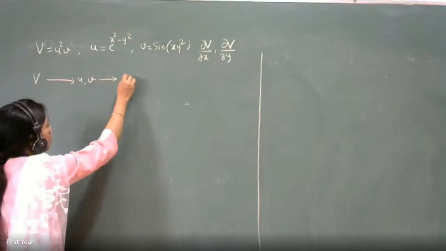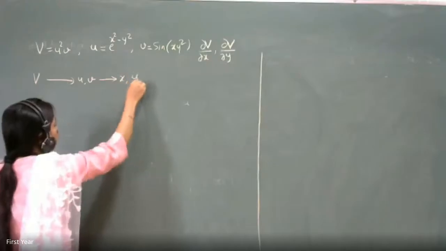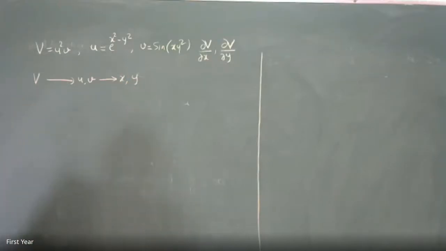U depends on which variable? X and y. That's right, X and y. So this is the chain. Such type of questions will be there for 1 mark. Solving the entire question is not going to be very important in your final exams, but at least you should understand what is depending on whom, which are the variables which have a relation between them.